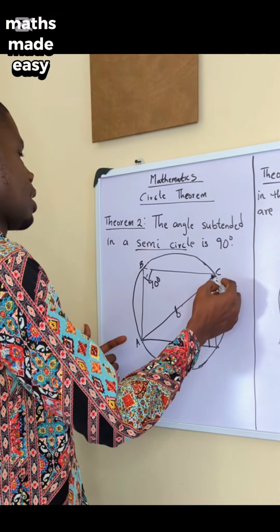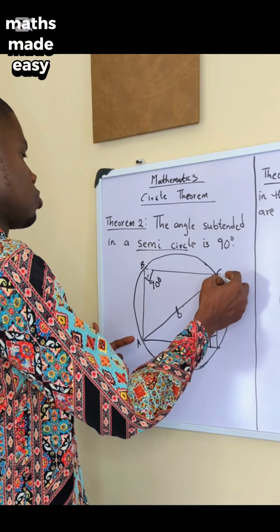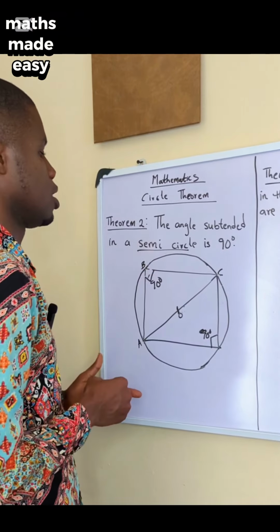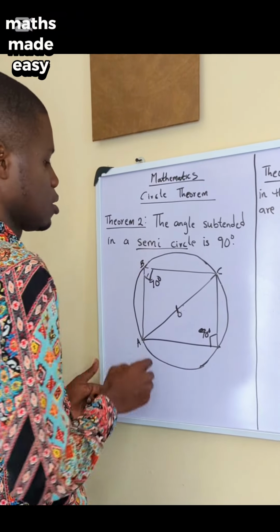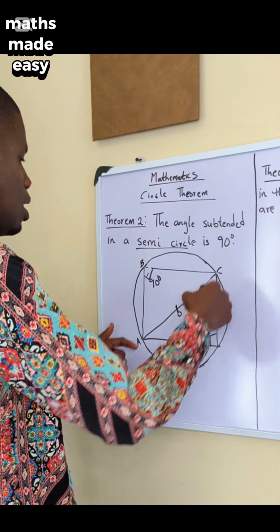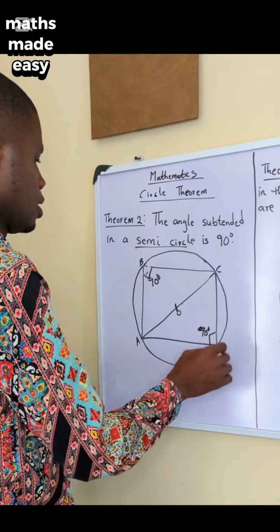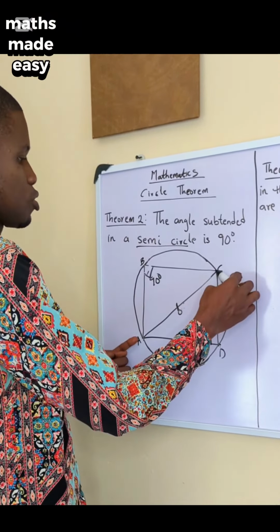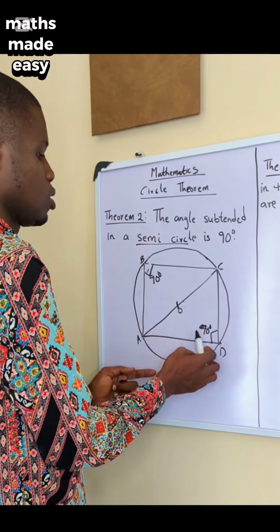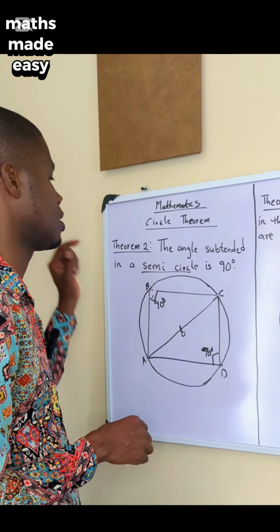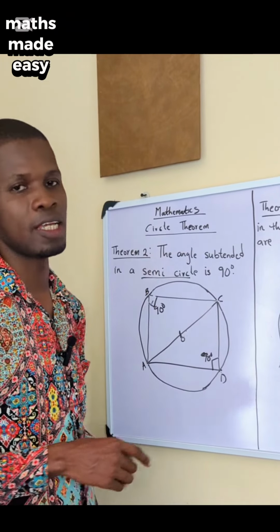So if you find an angle that is formed starting from the endpoints of the diameter in a semicircle, that angle is 90 degrees. Likewise, if you look at this, the angle ADC, from the endpoints of the diameter to the semicircle, this angle is also 90 degrees. So theorem 2 states that the angle subtended in a semicircle is 90 degrees.